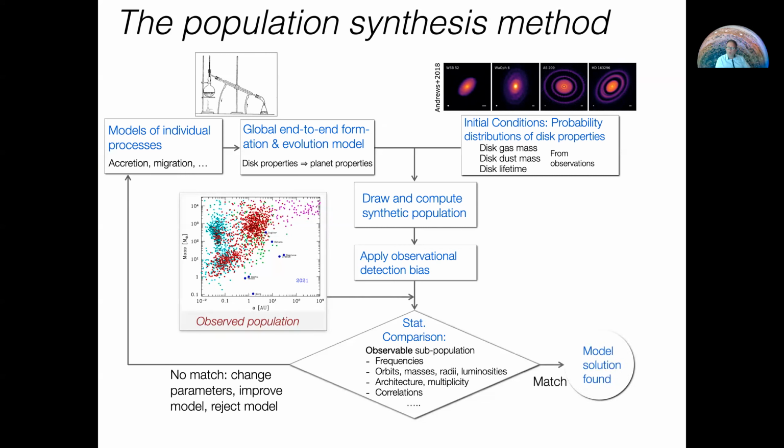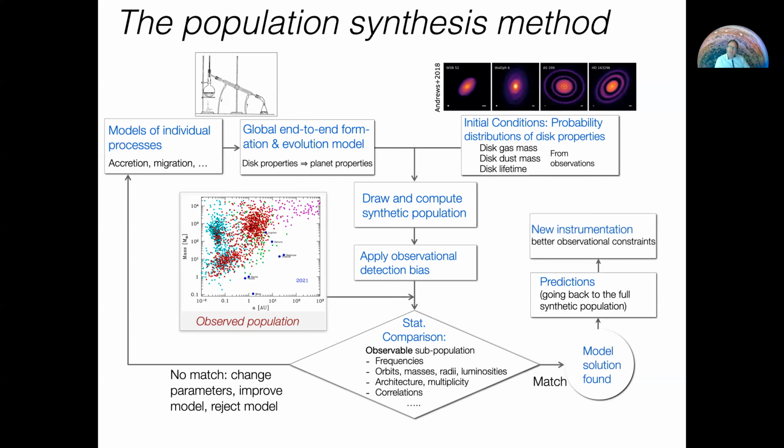Sometimes we find some model which matches at least in some aspects. And then we have an interesting situation because we can then use this model to make some predictions. So going back to the full synthetic population, we can make a prediction of what happens if the inner working angle of my direct imaging instrument of the next generation is only, I don't know, half as large as it was for the previous generation. And like that, we can then build new instrumentation, which gives better observational constraints, informed by what would be most helpful for theory. And this gives us then a second loop.